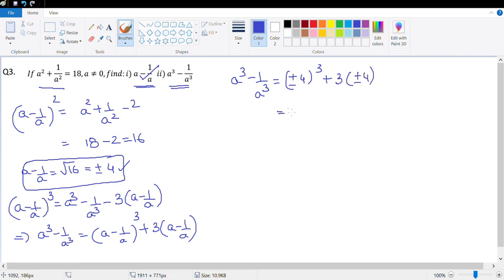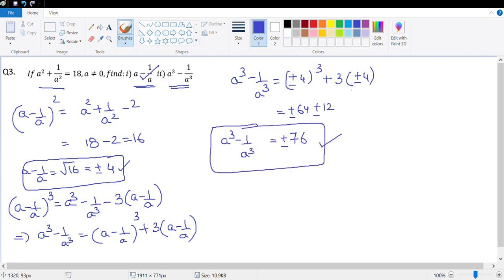Plus 4 cube would be 64, minus 4 cube would be minus 64. So that's plus minus 64. Plus 3 into plus 4, that's plus 12, plus 3 into negative 4 is minus 12. So this is plus 64 plus 12, which means 76, and minus 64 minus 12, that's negative 76. So our answer is plus minus 76. That's the answer to the second part of the question. I hope you realize how I have used both these values in the same equation.